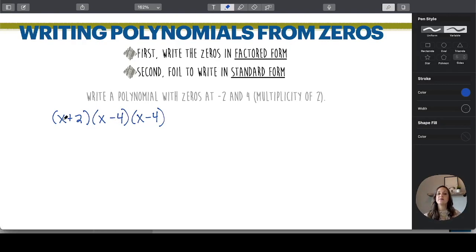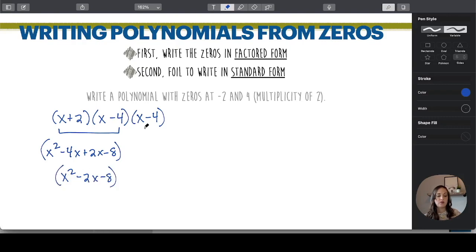And the second step you would do is you now FOIL this in order to find the standard form of the polynomial. So if I FOIL this, I will get x squared minus 4x plus 2x minus 8, which will give me x squared minus 2x minus 8. Now I will bring down the last factor and I will FOIL these together.